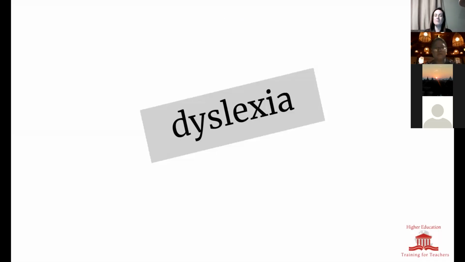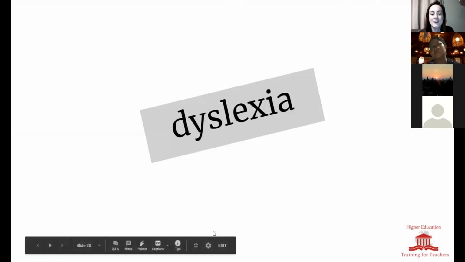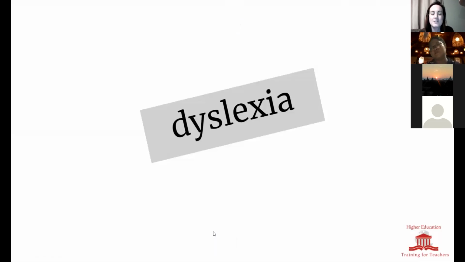So 5 more seconds. 4, 3, 2, 1. Okay. So the majority got it correct. It is a learning disability because they can't see the letters correctly. So that's around reading. They struggle with reading, which is a learning disability.